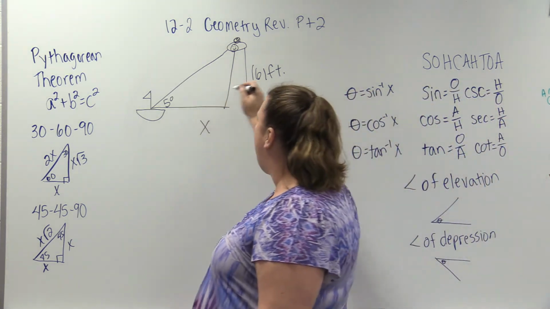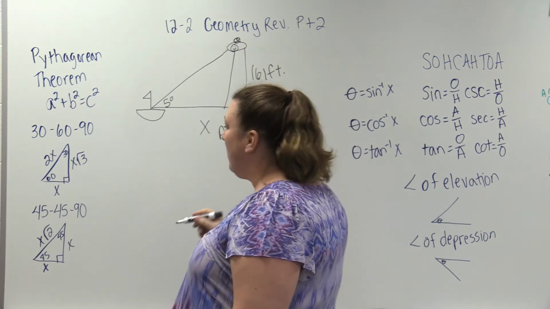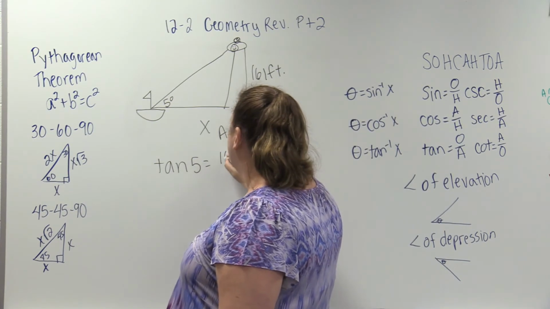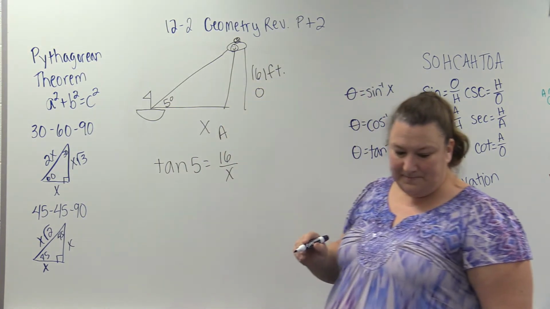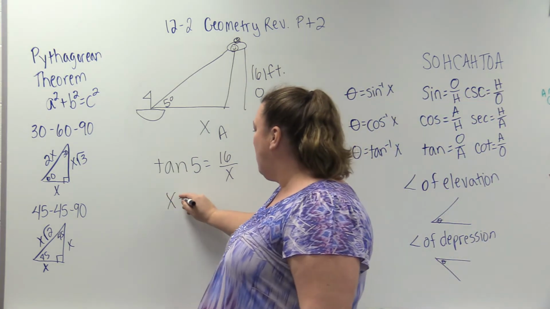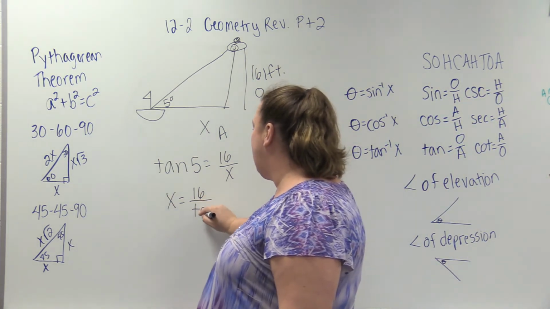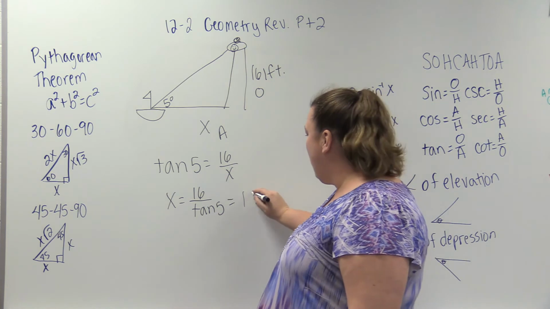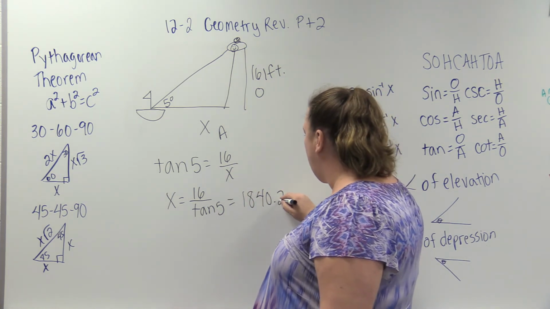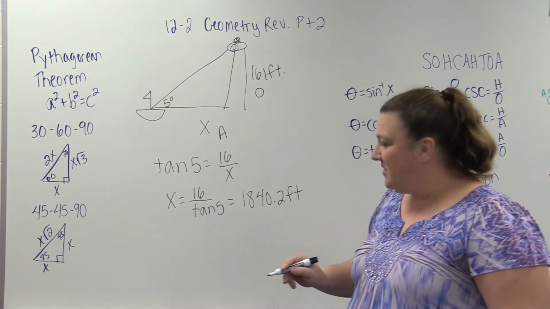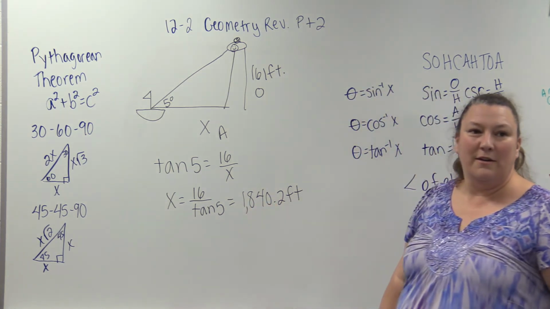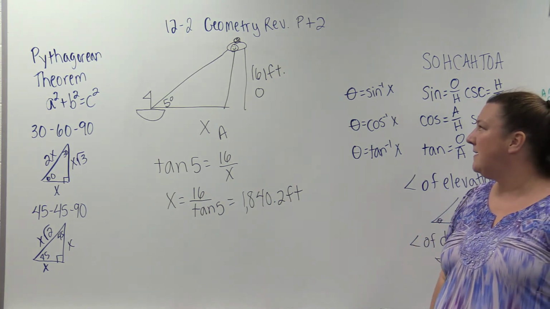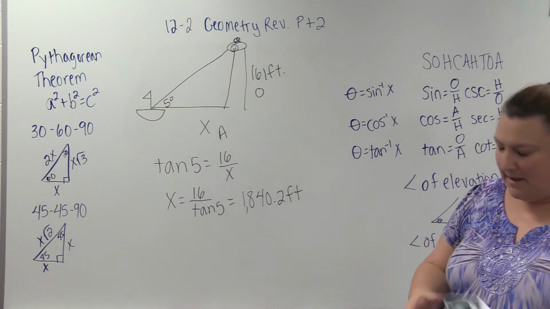So in relationship to 5, I have opposite and adjacent. So we're going to use the tangent of 5 equals 161 over x. So x will be 161 over the tangent of 5, which gives me 1,840.2 feet, which is really far, almost a third of a mile away. Questions on this? All right, let's look at another example.